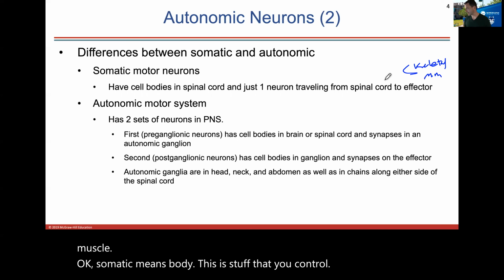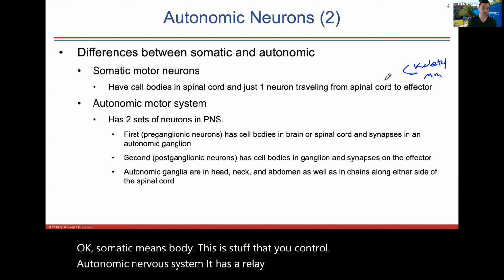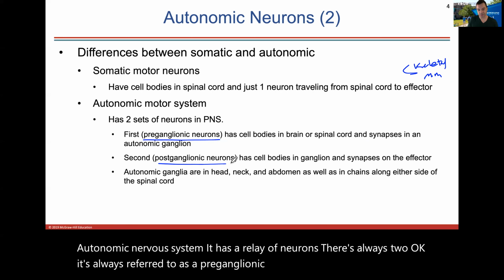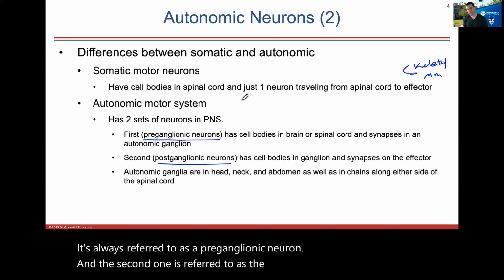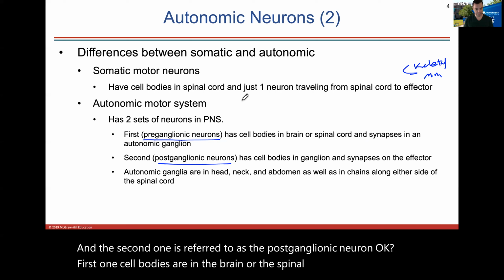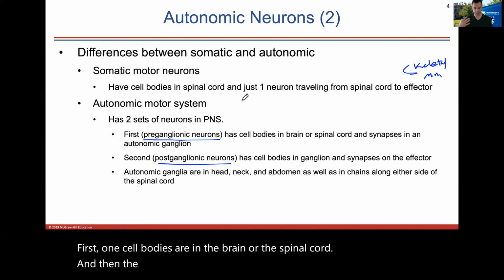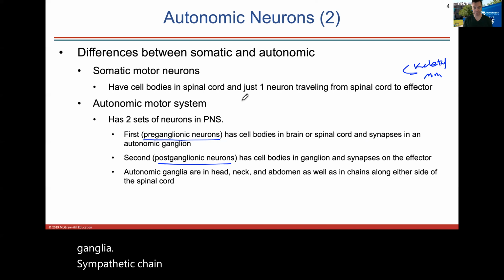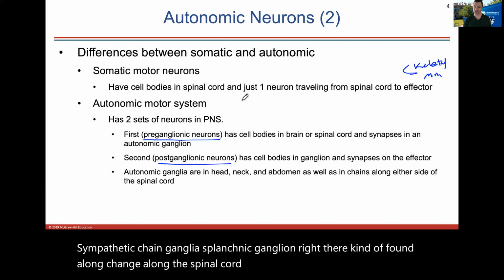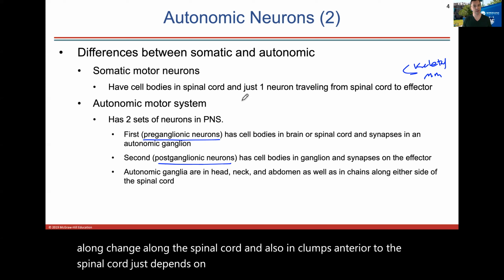Autonomic nervous system, it has a relay of neurons. There's always two, okay? It's always referred to as a preganglionic neuron, and the second one is referred to as the postganglionic neuron. Okay. First one, cell bodies are in the brain or the spinal cord, and then the secondary neuron is outside in the ganglia, sympathetic chain ganglia, splanchnic ganglia. All right. They're kind of found along chains along the spinal cord and also in clumps anterior to the spinal cord. Just depends on if you're in the thoracic cavity or in the abdominal cavity. And we'll see what these look like here in a second.